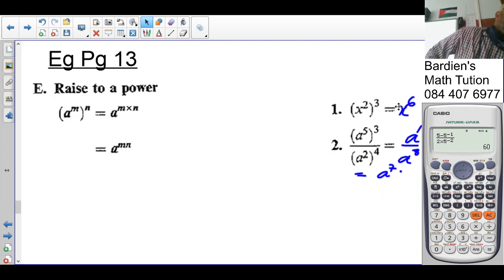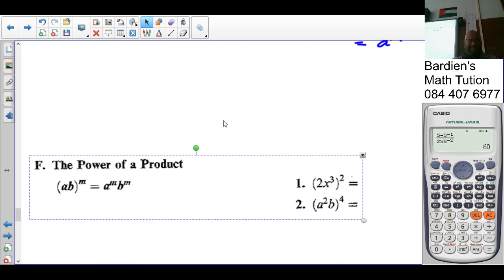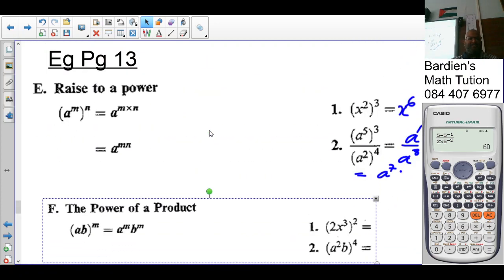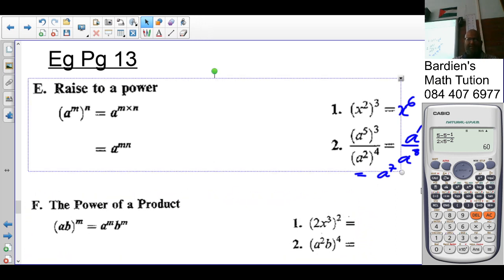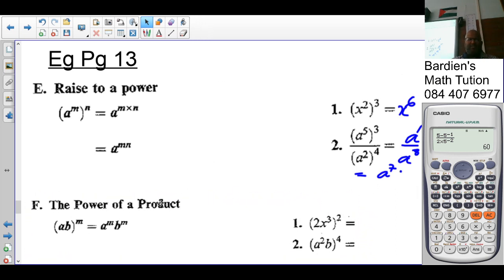Why do we minus? Who can tell her why do we minus? When you're dividing and the bases are the same, subtract the exponents. Okay. There's the next one.